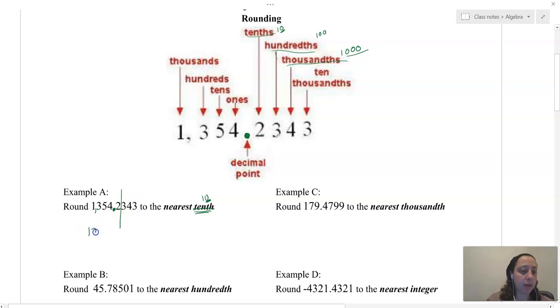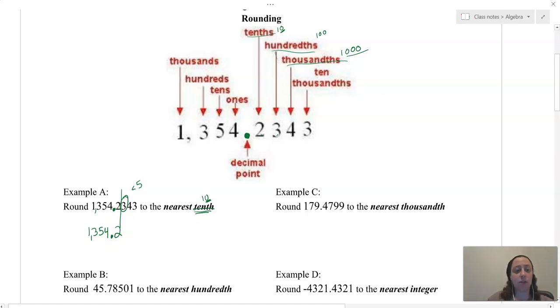So I'm going to go ahead and write the beginning part. But before I write the last number, I have to look at the number that comes after. Now this number is less than 5. If it's less than 5, we just write the 2 down.